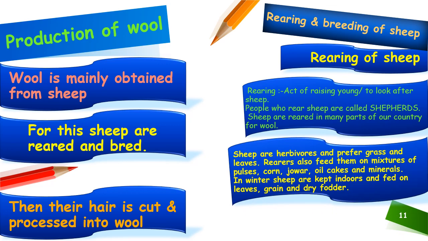Sheep are herbivores and mainly eat grass and leaves. They are also fed a mixture of pulses, corn, jowar, oil cakes and minerals. They are usually fed twice a day or allowed to graze in a pasture. In winter, sheep are kept indoors and fed on leaves, grain and dry fodder.